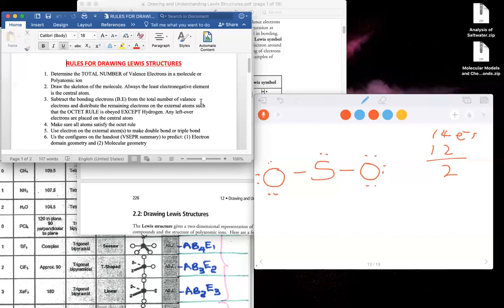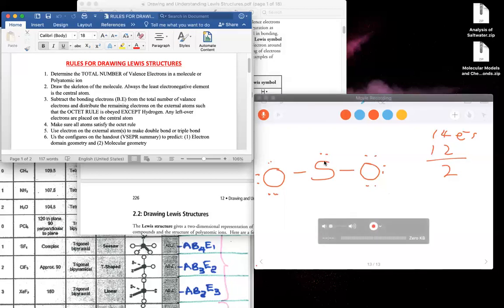If you do the inspection for the octet rule, rule number 4, make sure that all atoms satisfy the octet rule. If it does not, chances are you need to make a double bond or triple bond, as need be. If you look at the molecule right now, sulfur has 6 electrons.